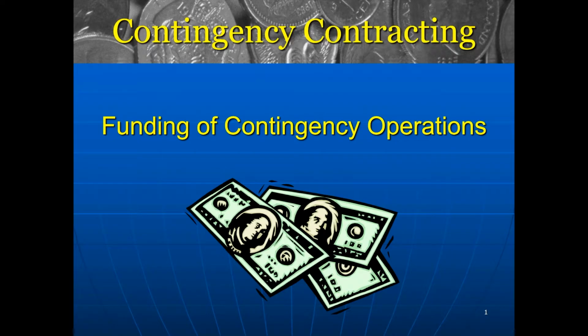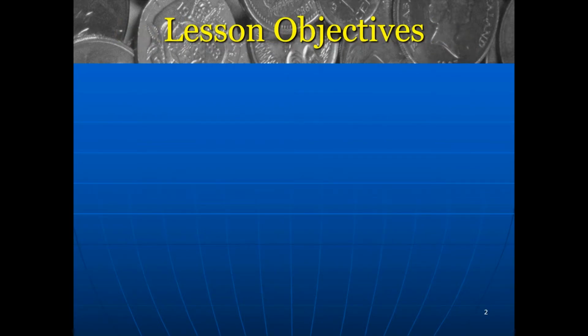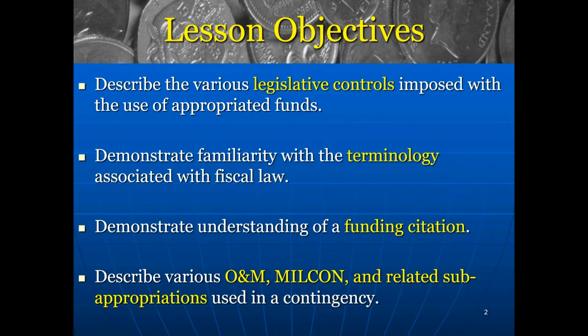Today we'll be talking about contingency contracting, funding of contingency operations. The lesson objectives are: describe the various legislative controls imposed with the use of appropriated funds, demonstrate familiarity with the terminology associated with fiscal law, demonstrate understanding of a funding citation, and describe various O&M, MILCON, and related sub-appropriations used in a contingency.